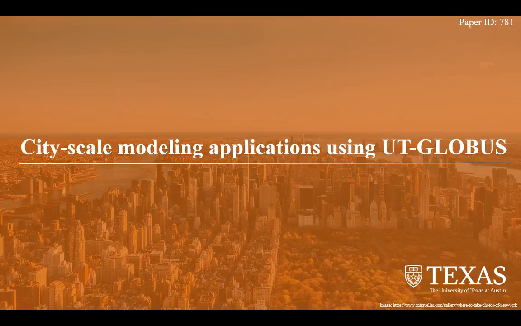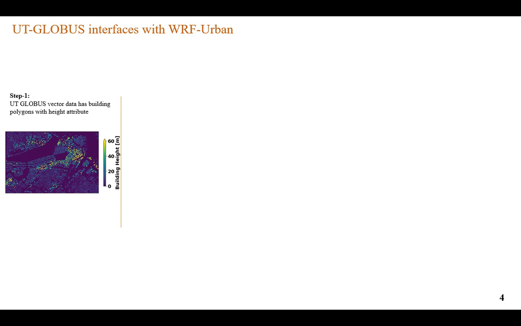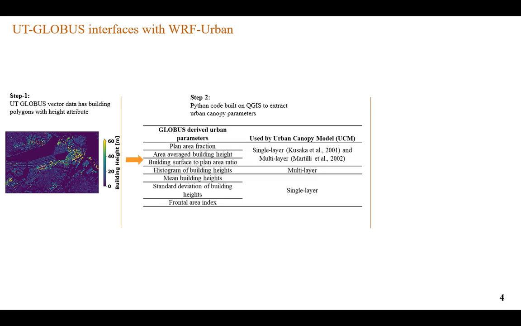Right. So I'm going to show you a few applications, one at the city scale and one at the street scale, because oftentimes people ask us, what do we do with this data? This data, GLOBUS, actually interfaces quite well with the WRF modeling system using the existing NUDAPT framework developed by Dr. Ching here. So we start with building polygons, which is building level data, and then we extract the urban canopy parameters that are required for both the single and multi-layer urban canopy models. These are the things that we can extract, and we have automated this with a QGIS plugin that we wrote to get this data out.